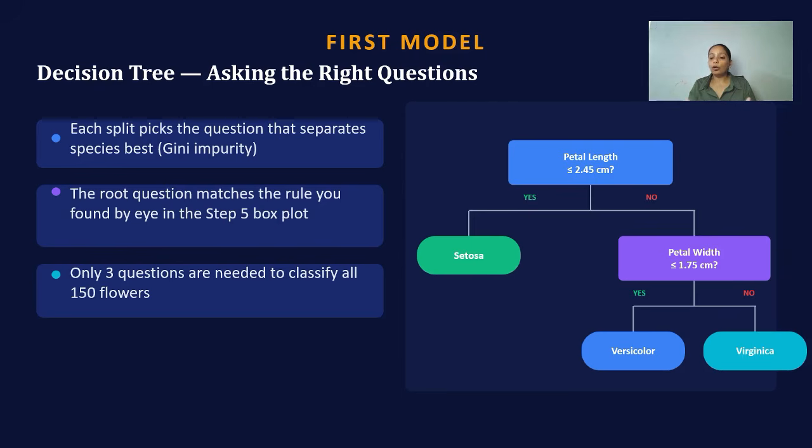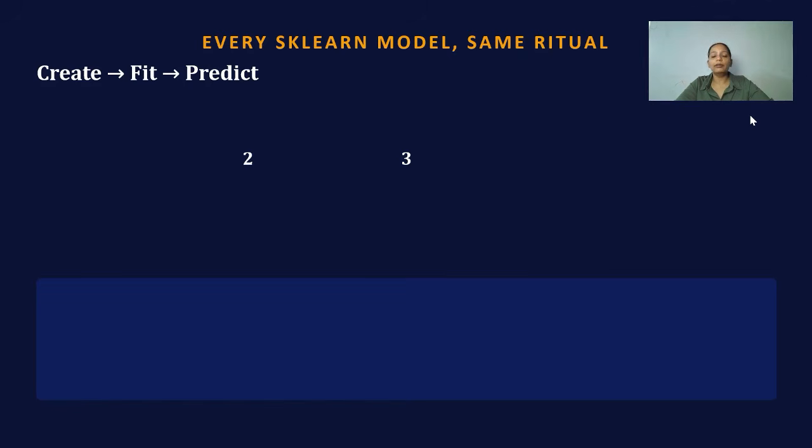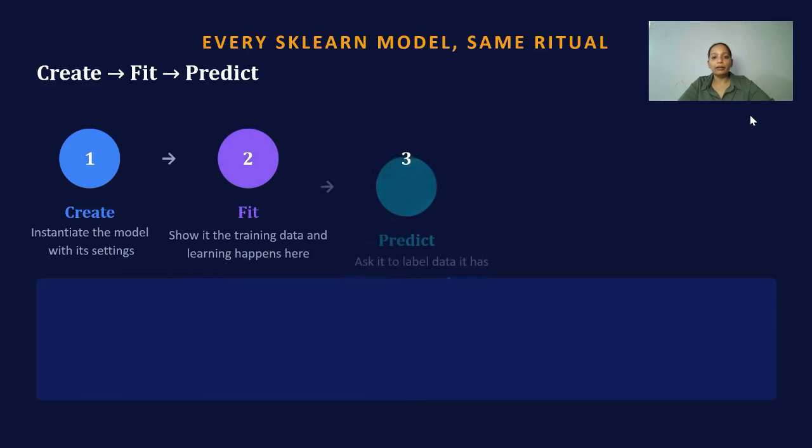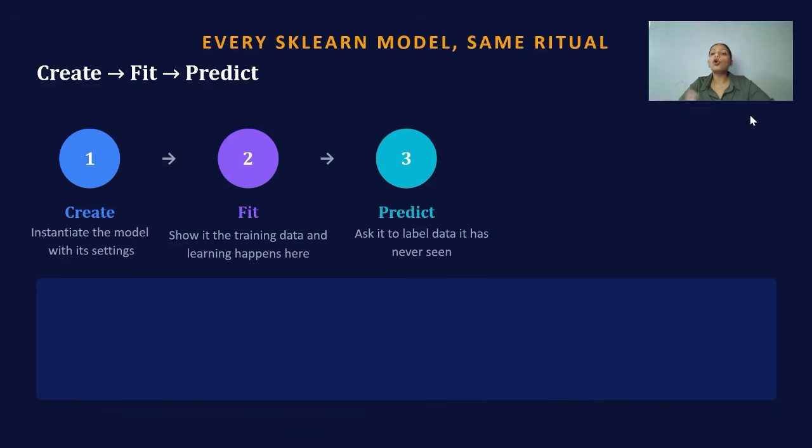EDA already told us where the tree would look. That is not a coincidence. That is the entire point of doing EDA before modeling. Now let's actually build a machine learning model. In scikit-learn, every model follows the same three-step ritual: create, fit, and predict. Once you learn this pattern, it is identical for almost every algorithm you will ever use.